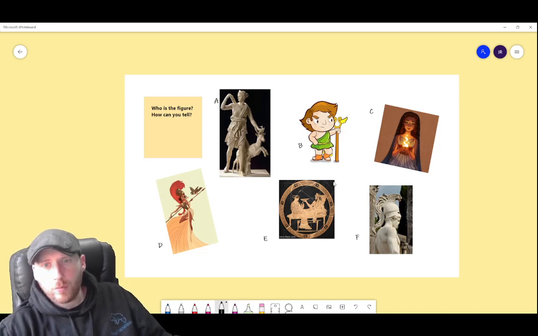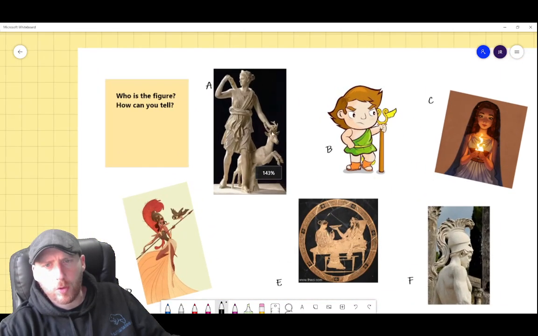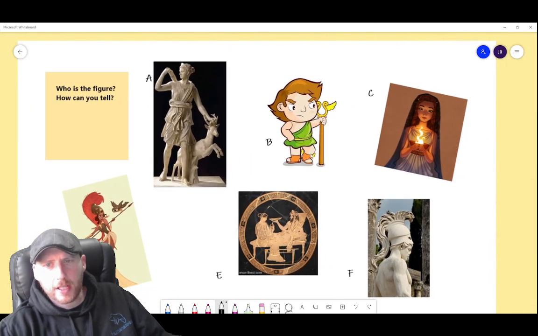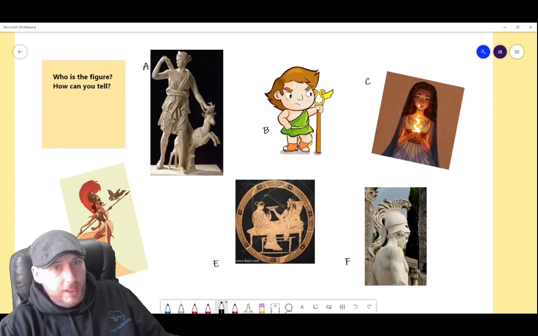So A here, we've got Artemis. We can tell because she's with a wild animal and she's got her bows and arrows. There we are. B, we have Hermes. We can tell he's got wings on his sandals and he's got his travelling stick, his caduceus. No snake on it here, but we do have the wings, so that works. C is Hestia. She's wearing the veil. It's not over her face, but she's got it there, and she's holding the flame of the hearth. D is Athena. We can tell she's got her spear, she's got her war helmet, and she's also got her little owl there as well.